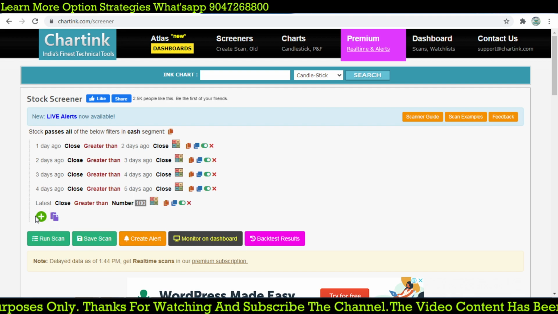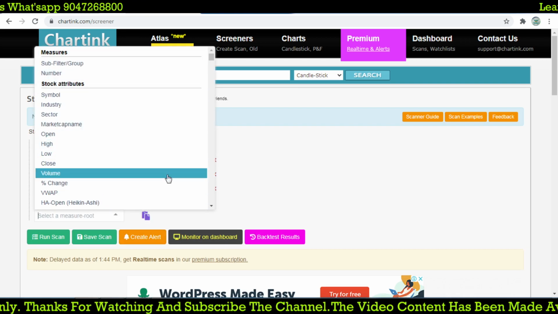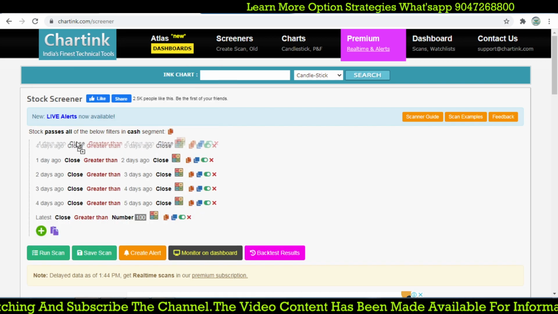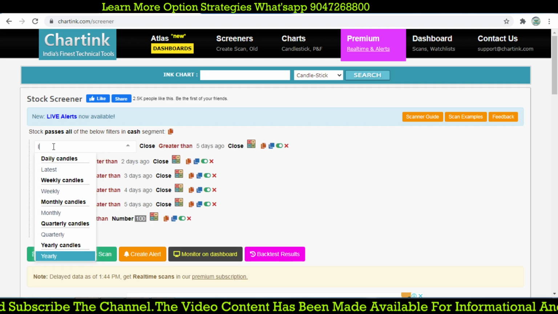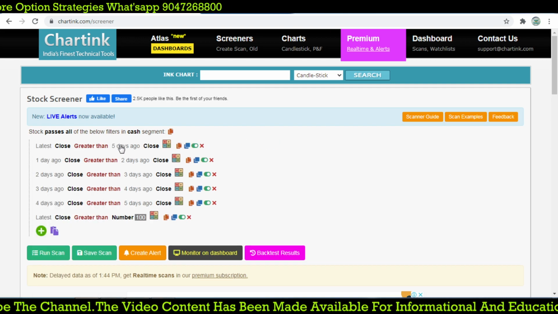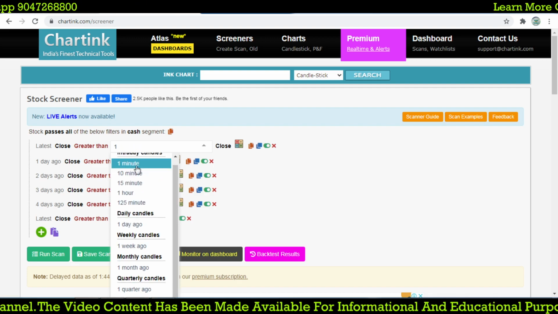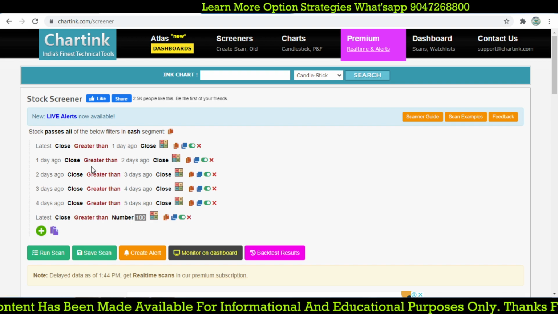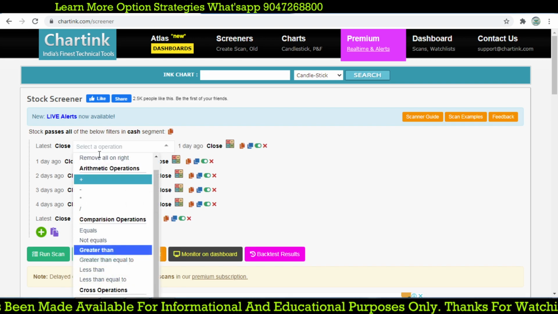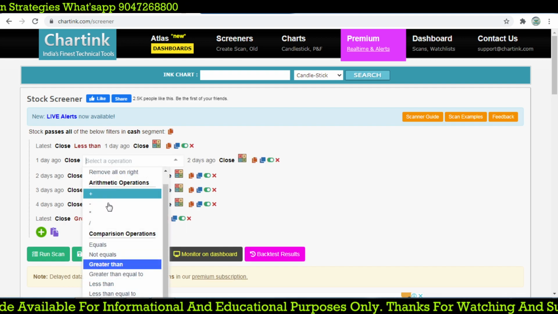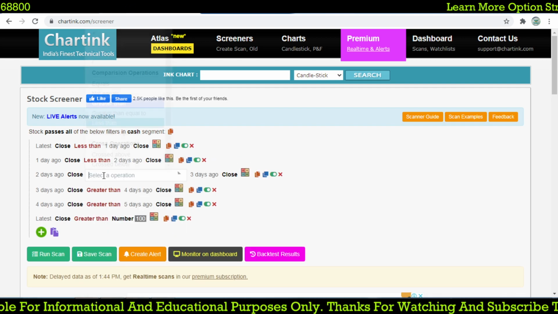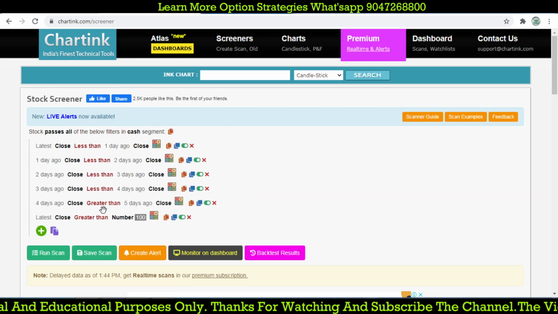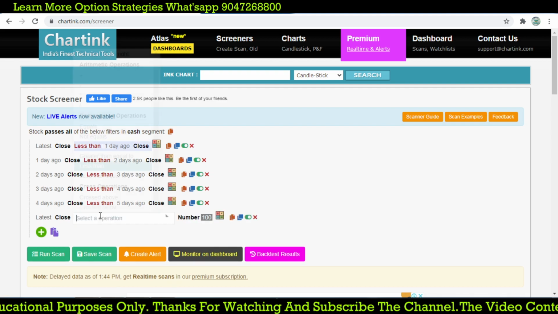So let's add the scan again, or copy the scan. Just move that latest close greater than 1 day ago, right? So here we simply modify it for stocks that are going down, so it is less than. We create the filter: close is less than the previous day's close. Using a simple filter we can find the stocks which are in a downtrend.